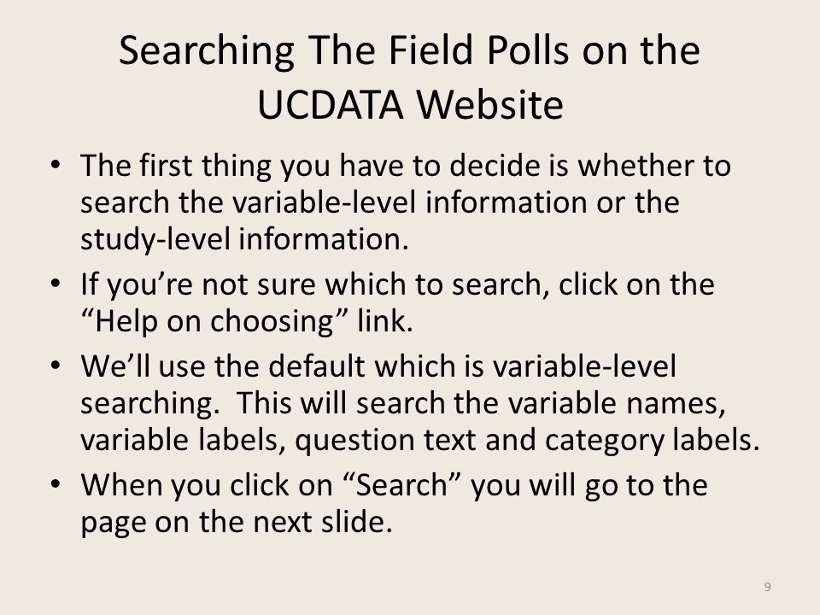The first thing you have to decide is whether to search the variable level information or the study level information. If you're not sure which to search, click on the Help on Choosing link. We'll use the default, which is variable level searching. This will search the variable names, variable labels, question text, and category labels. When you click on Search, you will get the page on the next slide.